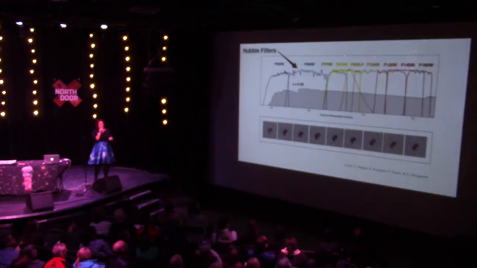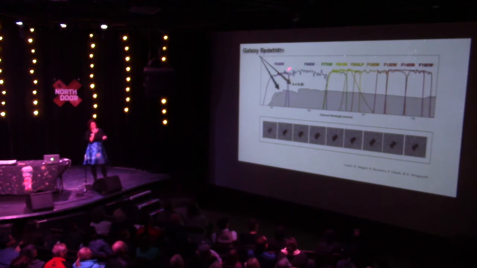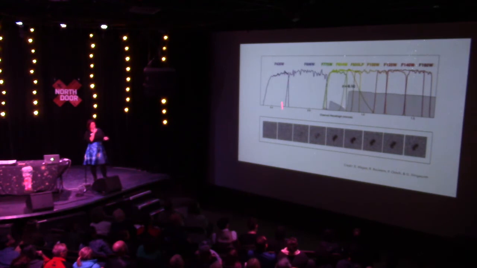And then the colors are the filters on Hubble. So each Hubble image has a filter which covers a range of wavelengths. And each one of these corresponds to a picture. So if I take a picture with this filter, it captures all of these wavelengths of light and I get this image. And same for this one here and these all down the line.